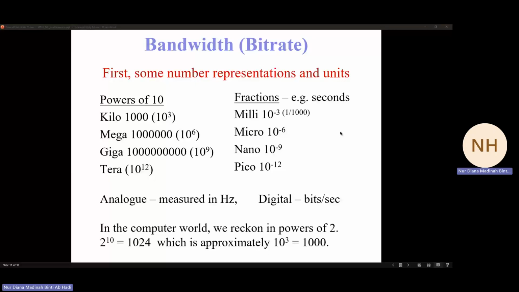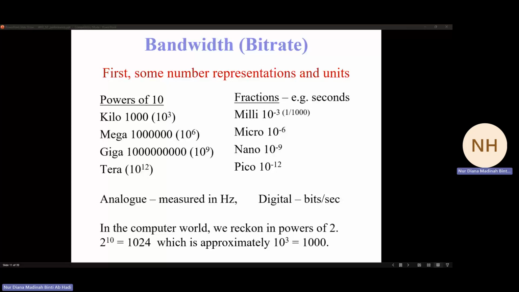Okay, so let's proceed. Bandwidth, or the other name of it is bit rate. Before we go in further, we need to understand the numbers representation and units, because later on you will need to use this inside your calculation. When we talk about powers of ten, we are using kilo, 10 to the power of 3. Easy for you to remember.